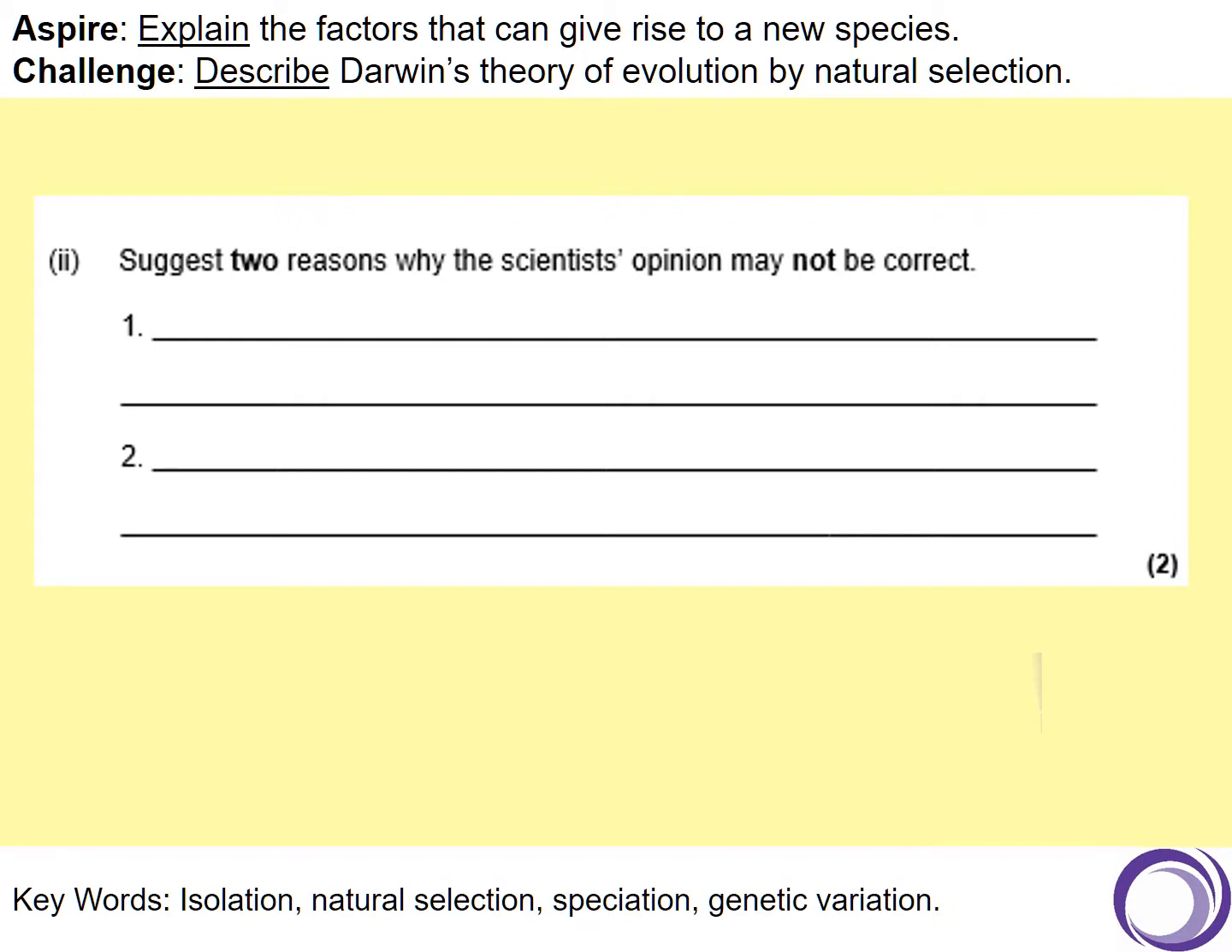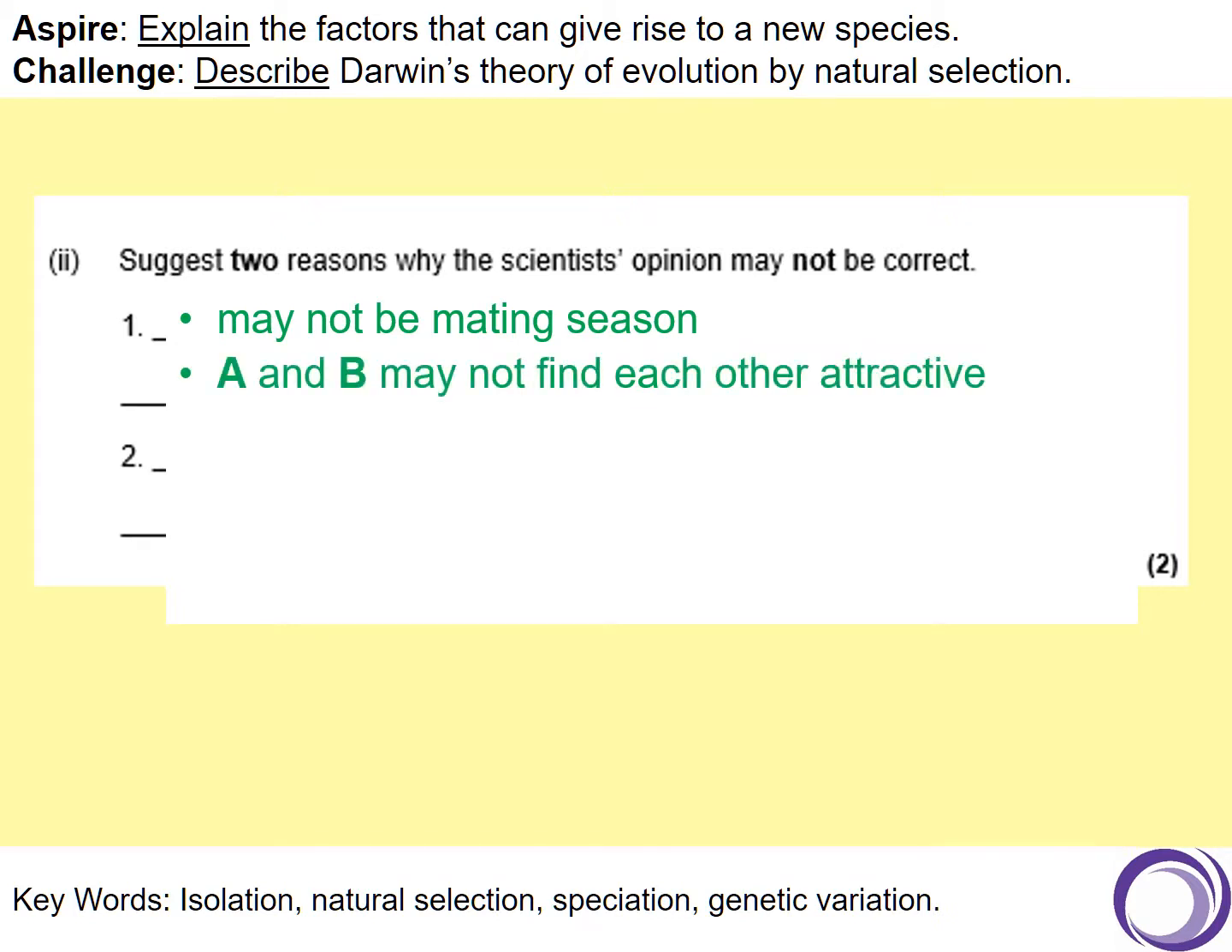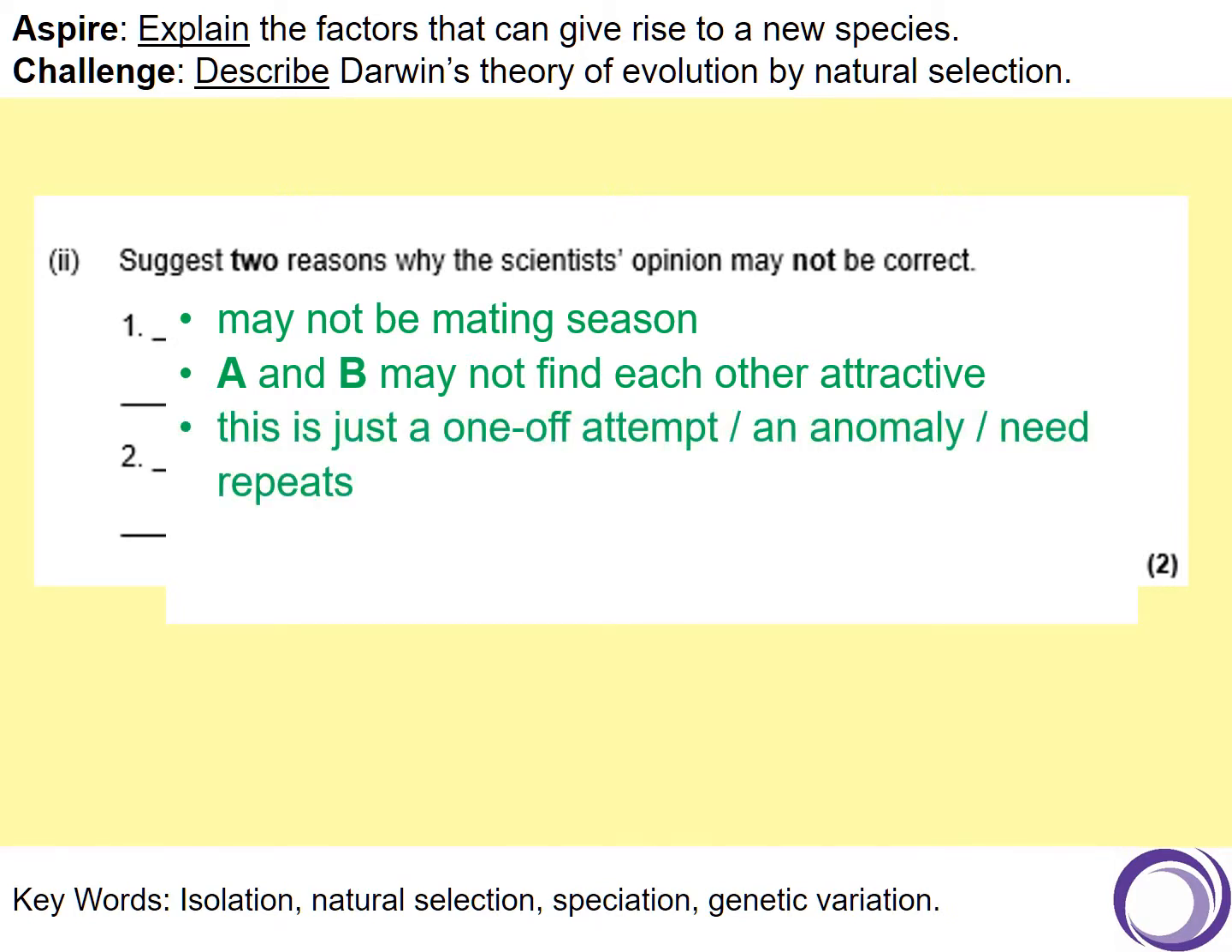Okay, what did you come up with? So we're looking for reasons why the scientist's opinion may be incorrect. So it may not be the mating season. So it might not be the right time of year for these individuals to mate. A and B might simply not find each other attractive, and that's why they've not mated. This is just a one-off attempt. It could be an anomalous result. They might need repeats. Or they could just be immature shrimps that aren't ready to mate, or are juveniles.